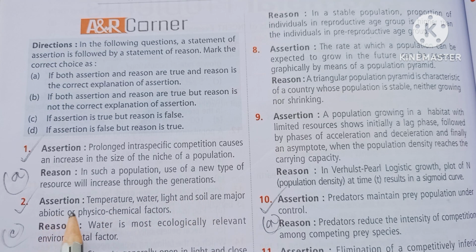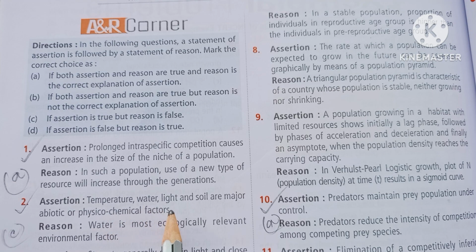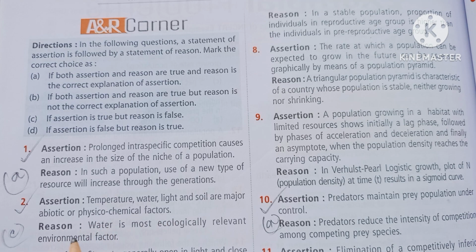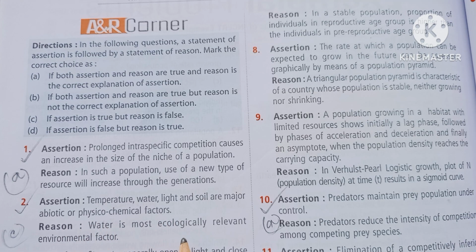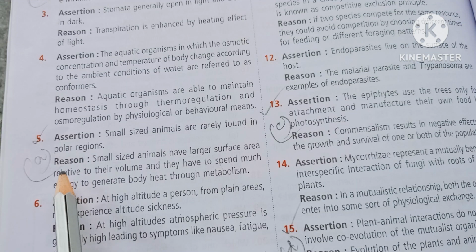Next, assertion: temperature, water, light, and soil are major abiotic or physico-chemical factors. Reason: water is most ecologically relevant environmental factor.